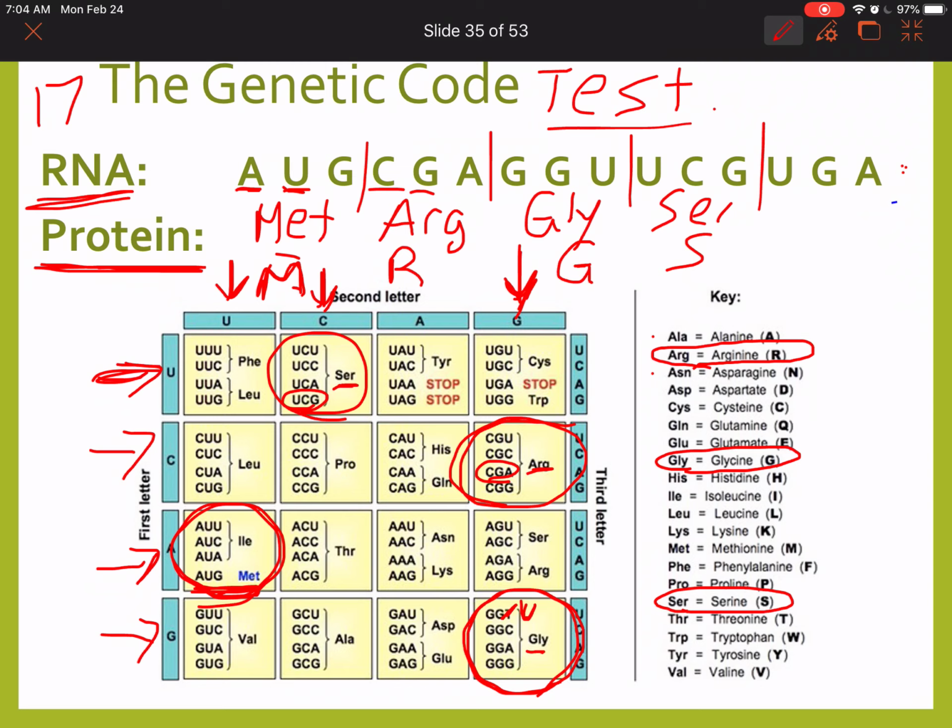UGA, U again, G, this box. Oh, look at that. UGA is our familiar friend, Stop. And that's what we do. We stop. So, Met, Arg, Gly, Ser, or MRGS. Hopefully that's doable. Hopefully that's what you got. I'm sure it is. I teach smart students.